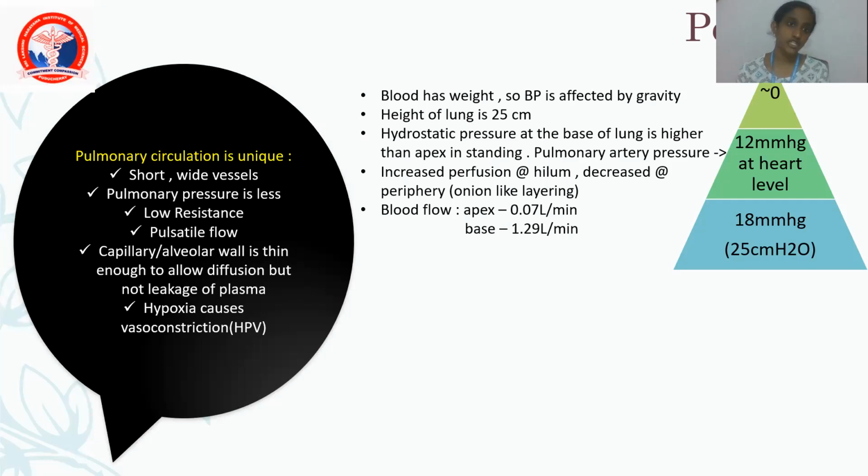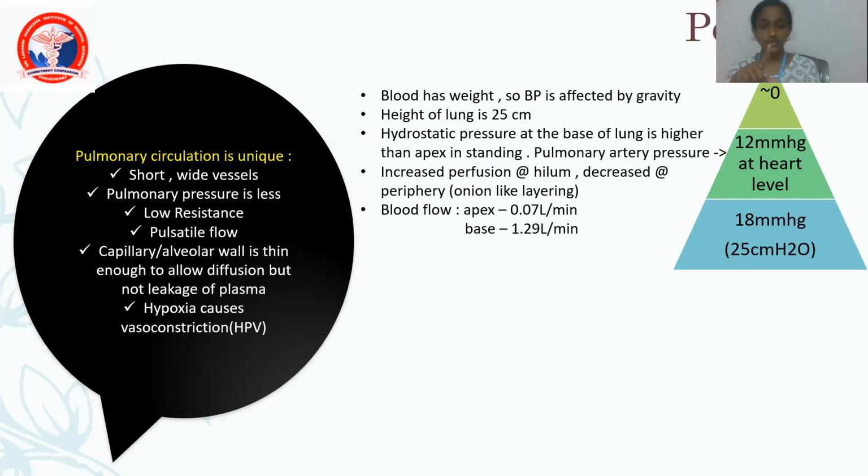So pulmonary circulation is unique in its own way. You can see in this thing, like the pulmonary blood vessels, they are short and they are very wide. So their pulmonary pressure will be less. The resistance will be very less. It's actually a pulsatile flow.